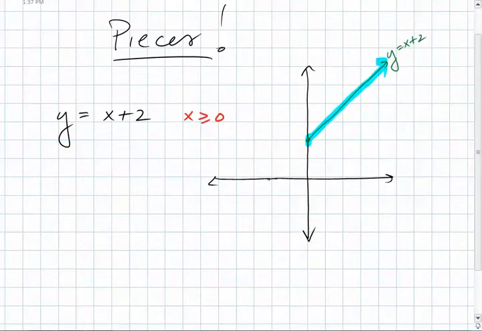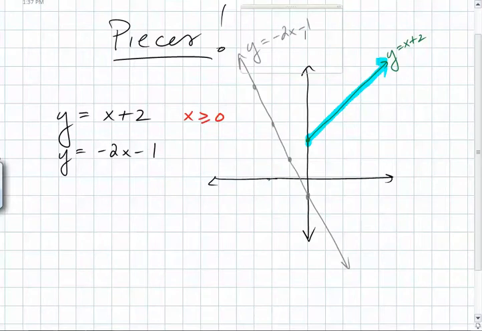So let's say I wanted to graph a second function, y equals negative 2x minus 1. There it is. It has a slope of negative 2, and it crosses the y-axis at negative 1. And let's say I wanted just the x values that are less than 0. Those values on that function are going to be starting here and extending this way. All of the points where it's yellow have x values less than 0.